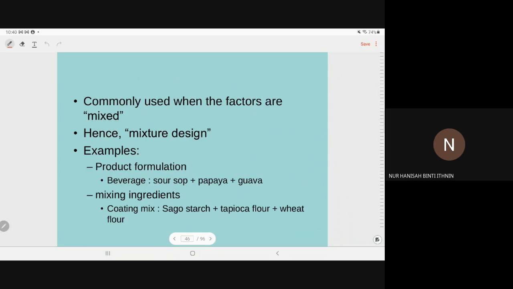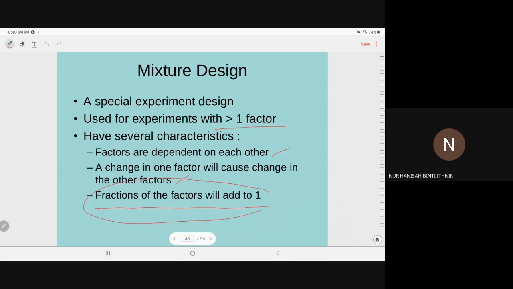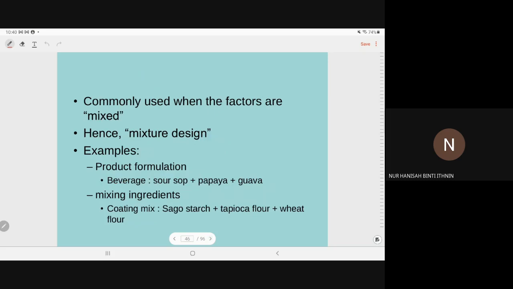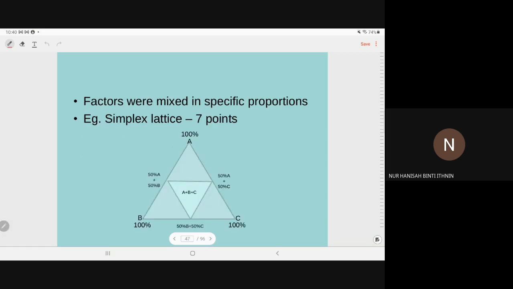So that is the mixture design. This is very important: fractions of the factors will add to one. It is commonly used when the factors are mixed, so that's why we call it a mixture design. For example, product formulation, beverage: soursop plus papaya plus guava. Usually product formulation is going to be a mixture design. Mixing ingredients, different types of starch.